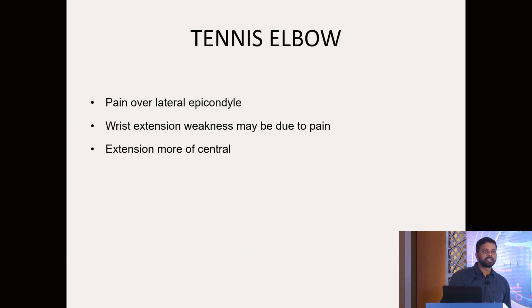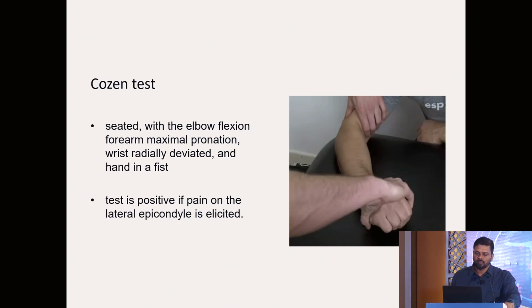And in the tennis elbow, when you are examining the patient, when you do the Cozen test, the deviation usually will be more central. And again, muscle weakness will be more in the PIN. There will not be any muscle weakness in the tennis elbow, maybe only due to the pain. The patient will be afraid of doing the extension of the wrist. These are the common tests. Basically, one is the Cozen test.